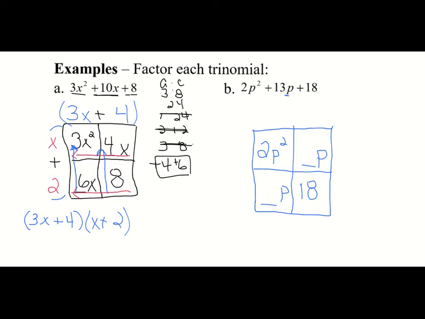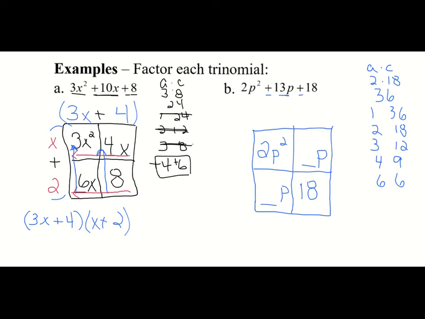And what we are going to do now is we're going to multiply a times c. So a times c is 2 times 18, and 2 times 18 is 36. So we're going to put our 36 there. And now find our factors of 36. We have 1 and 36, 2 and 18, 3 and 12, 4 and 9, and then 6 times 6. Now, we have two plus signs, so I know both factors are going to be positive, and I need something that's going to add to 13.